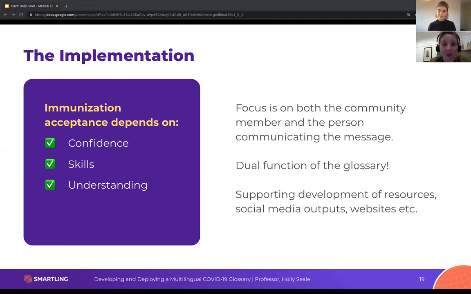And to have a conversation that may lead to someone starting on a journey of considering immunization, as I said, it comes back to these key elements. It's about building confidence, building skills, and building their understanding. And to be able to do that, we ourselves, as the person communicating, also need to feel confident and comfortable in what we're saying. If we actually understand these technical terms ourselves, we will communicate with more confidence, and what we're saying will be trusted.